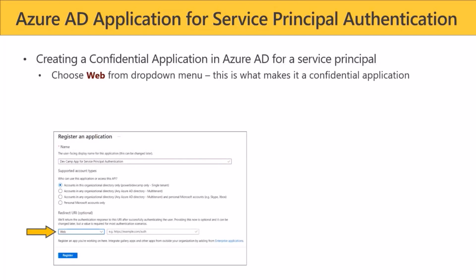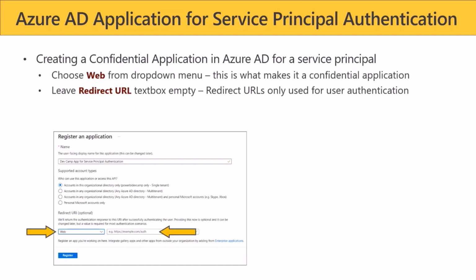Now, when we create an Azure AD application for a service principal, we're going to create something called a confidential application, not a public application. The idea of a confidential application is it can keep a secret. And often when everything has to be put on a device or in the browser, you can't have secrets, so you have to have a public application. Now, the way that you make something a confidential application is you pick that web dropdown.